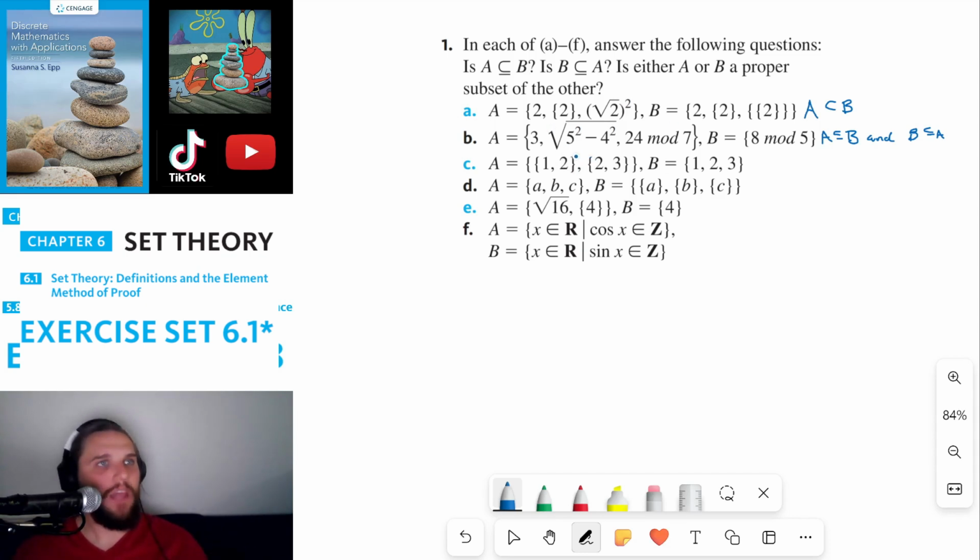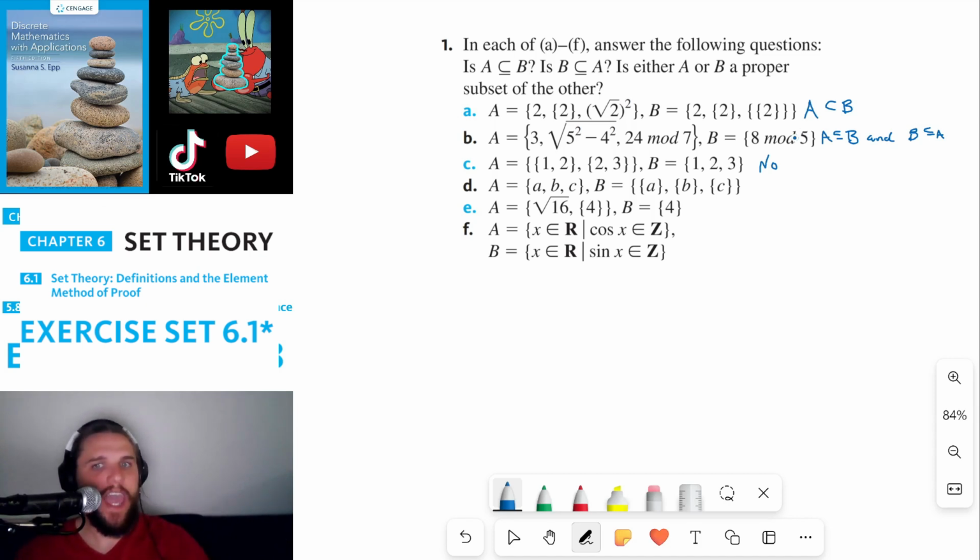Even though they're elements of the elements of A, they're not elements of A. And so we can say that none of these sets are subsets of the other, and so therefore they're also not proper subsets of each other, because in order to be a proper subset, you must first be a subset.